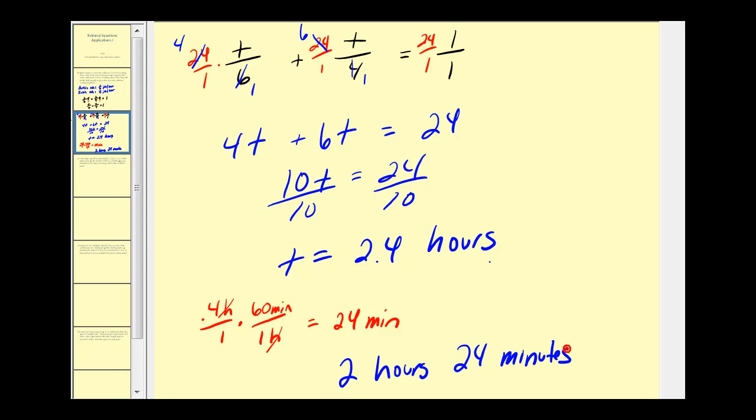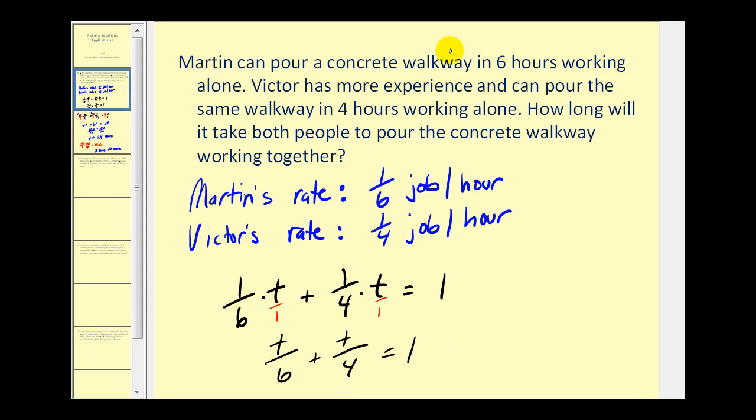Now that should make sense, because if we go back to the original problem, if Martin can complete the job in 6 hours and Victor can complete it in 4 hours, of course if they work together it should be faster than the fastest person. So having an answer less than 4 hours does make sense. Let's go and take a look at another problem.